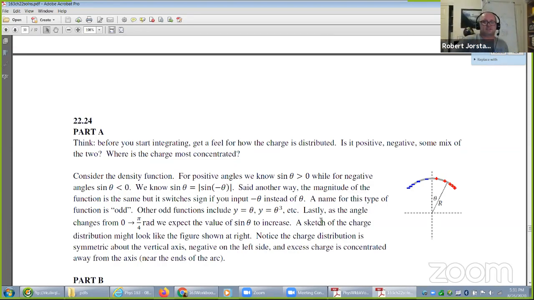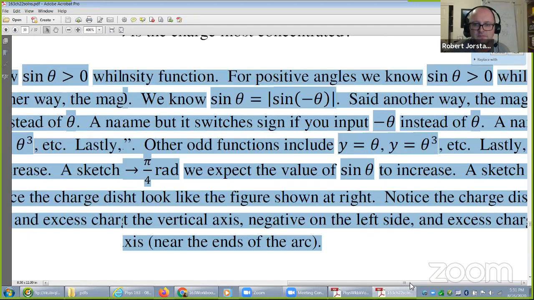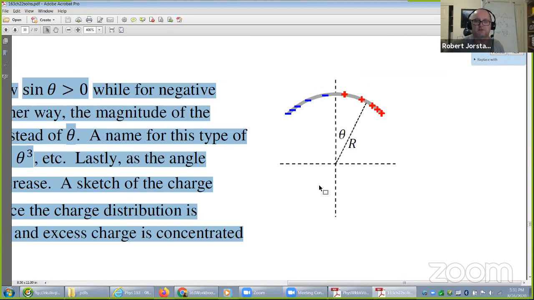Okay, so this is part A, thinking about the density function. And so you've got all these words, but I'm sitting right here so I could just tell you about it. Okay, so I'm going to zoom in just so we could talk about the picture better. You could do this by reading, or you could just listen to me right now.